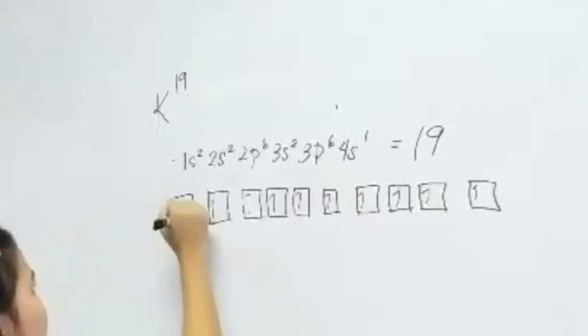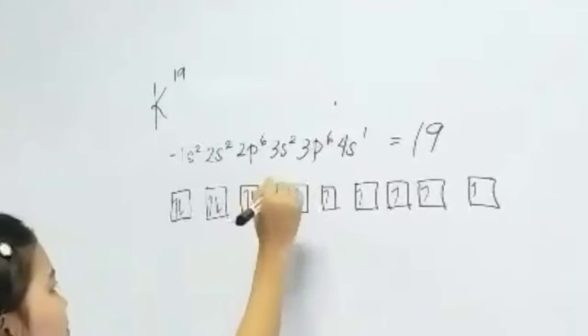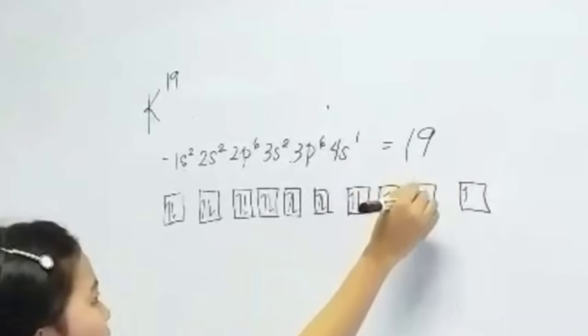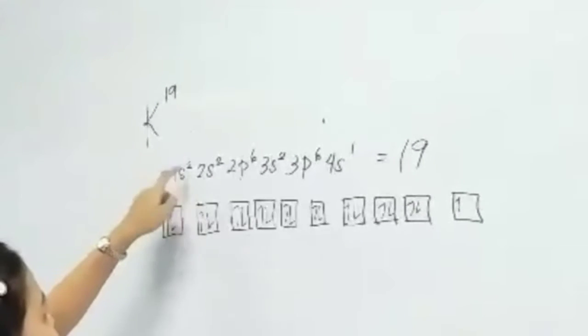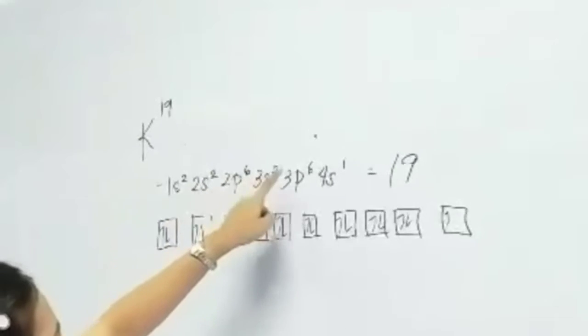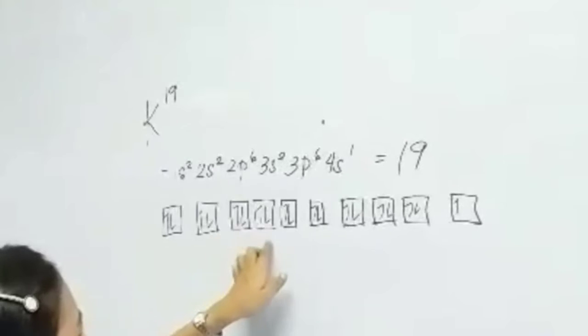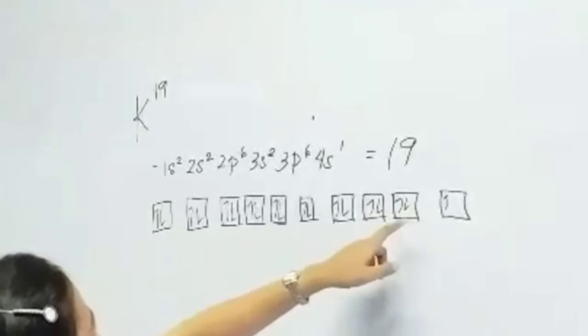And followed by the arrows with downward directions until the electrons are enough, which is 19. 2 plus 2 plus 6 plus 2 plus 6 plus 1 are equal to 19. So we should have 19 arrows with different directions at each axis.